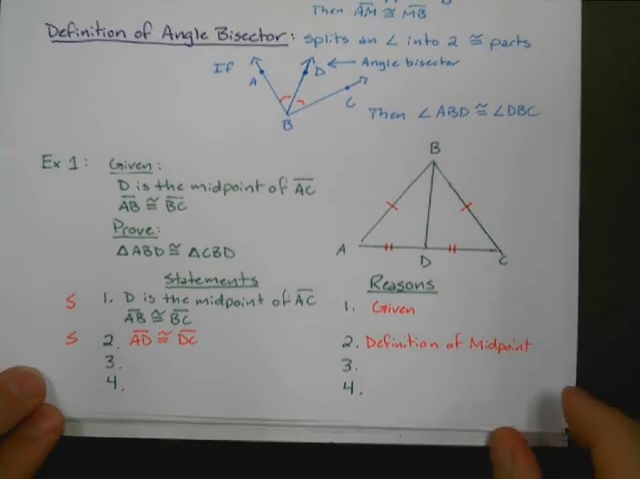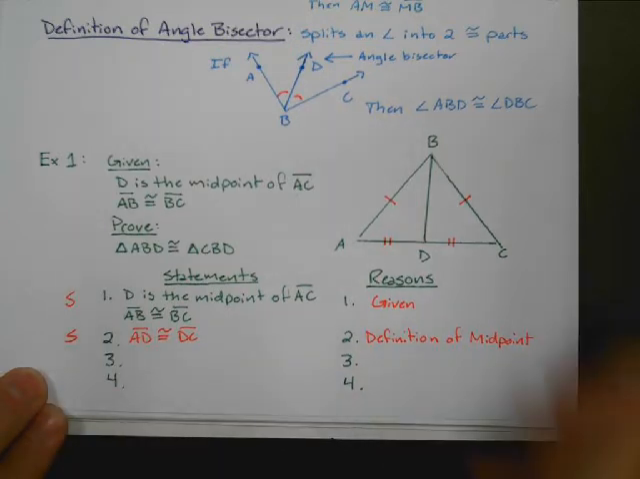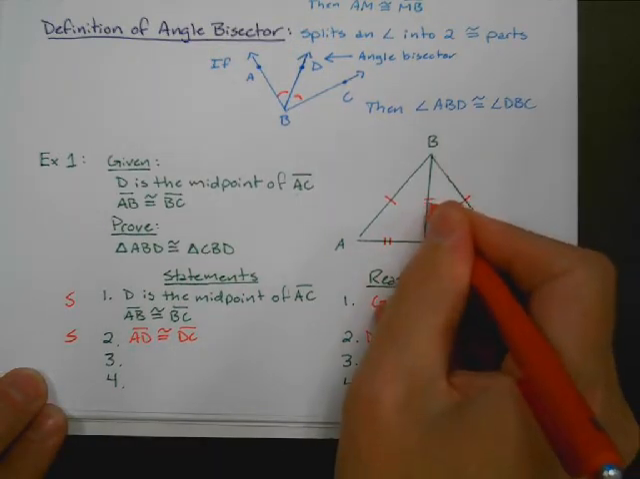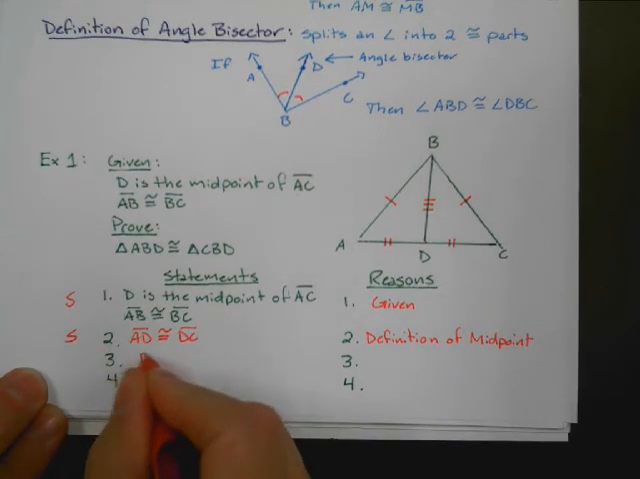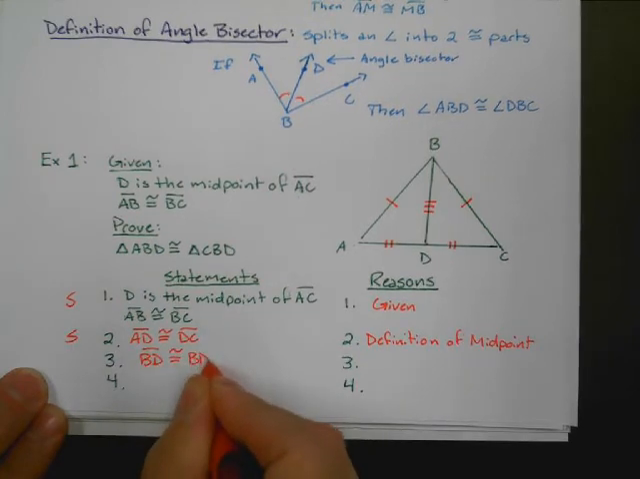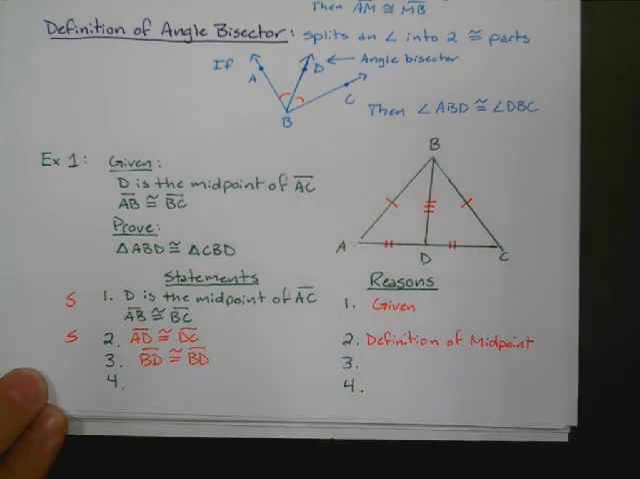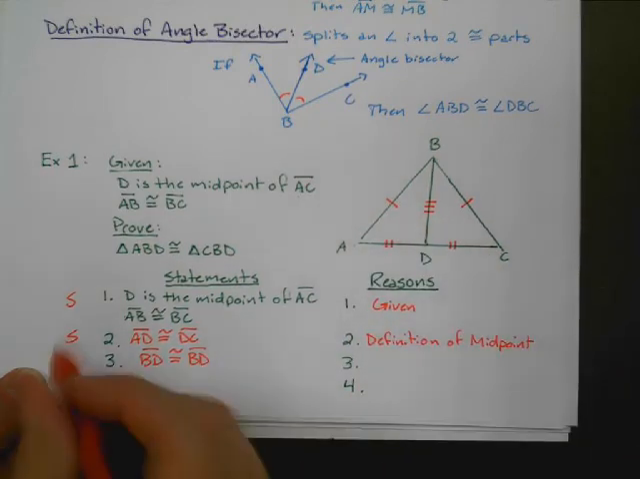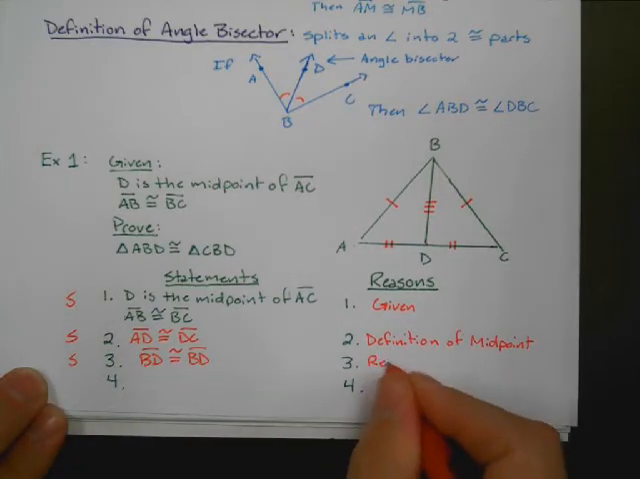Sweet. All right, so I've got two things proven. I need the third side. And just like the last set of notes, we're going to use the reflexive property. BD is congruent to itself. So BD from one side of the triangle, BD from this triangle is the same as BD from this triangle because they're the same exact side. They're sharing that side. So that's the reflexive property.